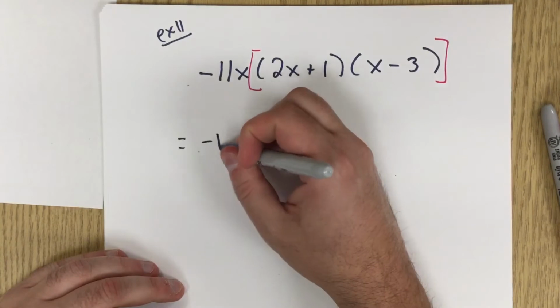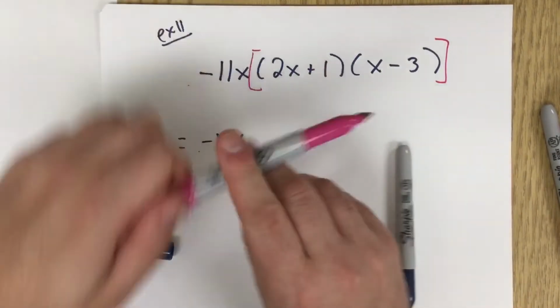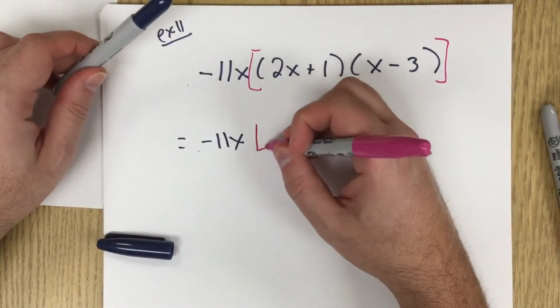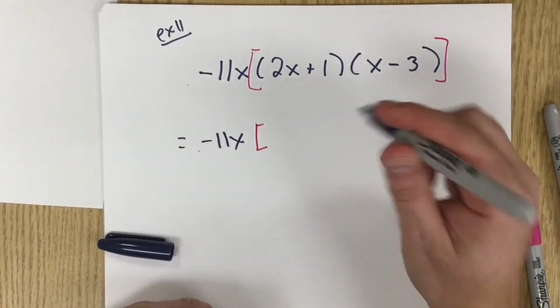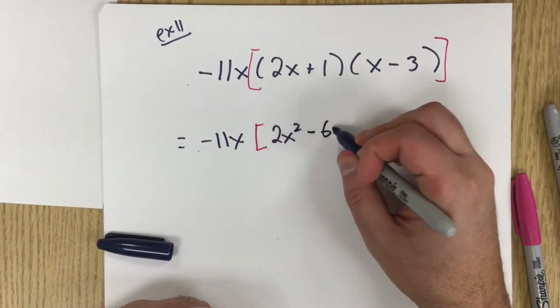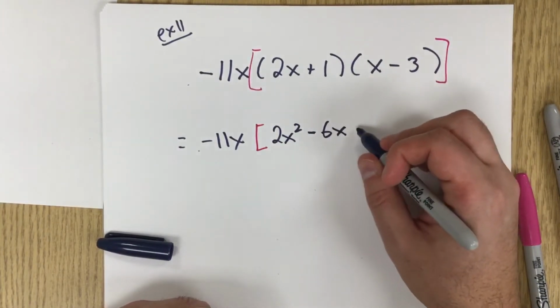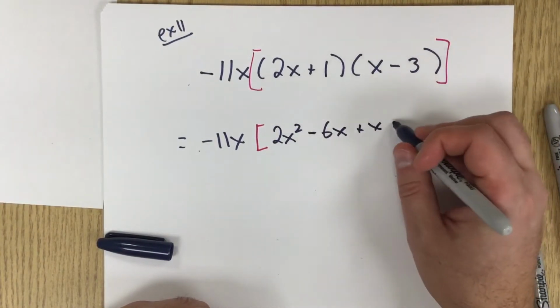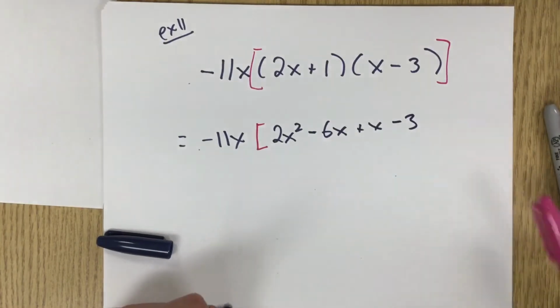So we're going to get minus 11x. 2 times 1 is 2x squared. 2 times negative 3 is minus 6x. 1 times x is x. 1 times minus 3 is minus 3.